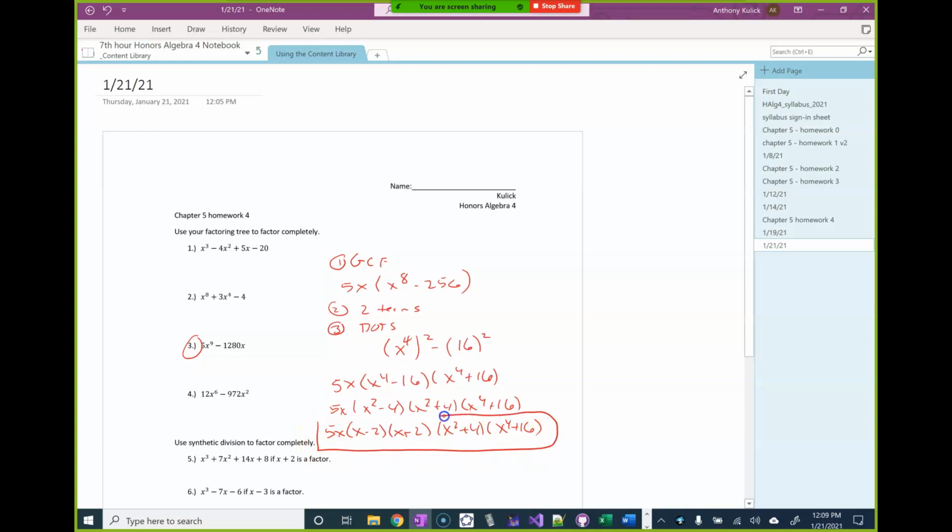I know x minus 2 and x plus 2 can't be factored anymore because they're linear. I didn't say that expressly before I started putting a box around it, but I'd be surprised if you guys tried to factor something like that, right? That's pretty obvious that there's nothing more we can do on that.